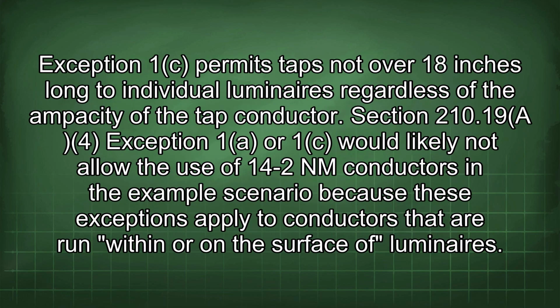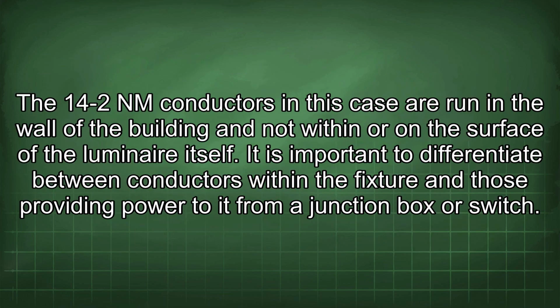Exception 1 permits taps not over 18 inches long to individual luminaires regardless of the ampacity of the tap conductor. Section 210.19(A), Exception 1 or 2, would likely not allow the use of 14-2 NM conductors in the example scenario, because these exceptions apply to conductors that are run within or on the surface of luminaires. The 14-2 NM conductors in this case are run in the wall of the building and not within or on the surface of the luminaire itself.